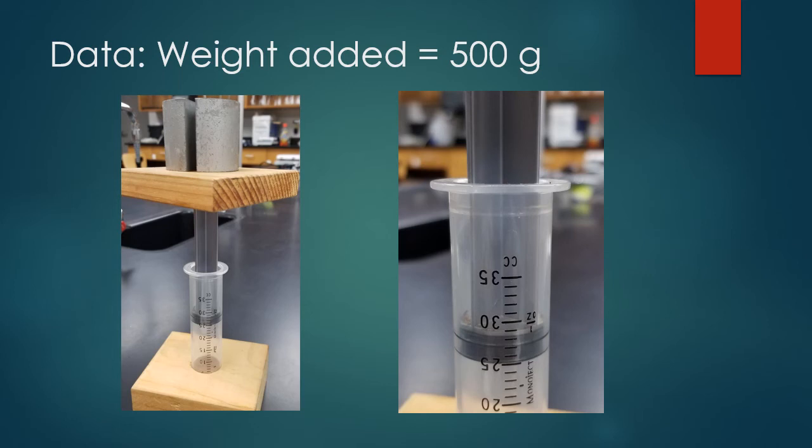All right, so the weight added of 500. When I add 500, you can see the mass up here. I have a close-up of what the syringe looks like. Now notice the volume of the gas decreased. It was at 29 before, up here, and now look where it is. Make sure you're recording that amount in your data table.